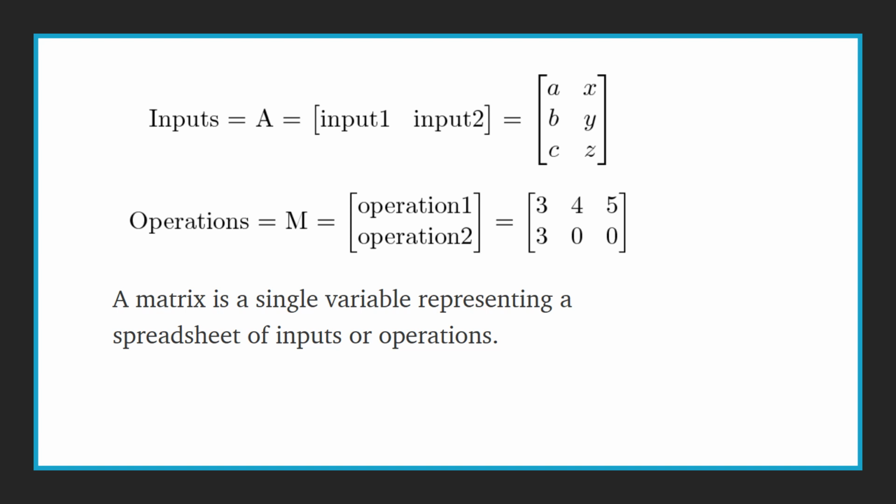So in our case, when we took the functions capital F and capital G, my inputs are the variables x, y, z or a, b, c. I can take the inputs in a matrix form, and also I can take the operations M as 3, 4, 5 or 3, 0, 0. So a matrix is a single variable representing a spreadsheet of inputs or operations.